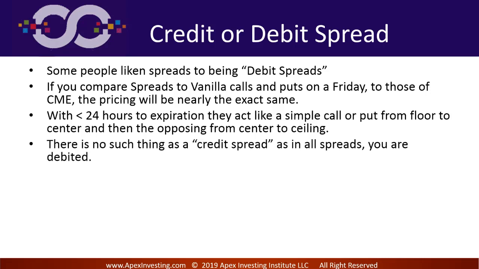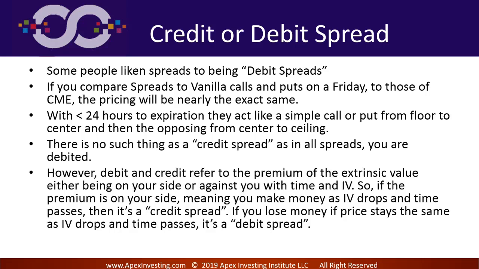Okay? By the way, there's no such thing as a credit spread. As in all spreads, you are debited. Okay? And you don't get a credit when you buy a credit spread on normal vanilla options. However, the debit and the credit are referring to the premium, or the extrinsic value, either being on your side or against you with time. So if the premium is on your side, meaning you're making money as implied volatility drops and time passes, it's a credit spread. If you lose money when price stays the same, IV drops, and time passes, it's a debit spread. Okay? So there are credit spreads and debit spreads.